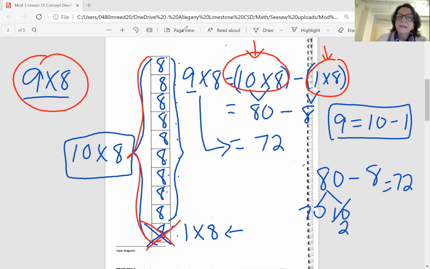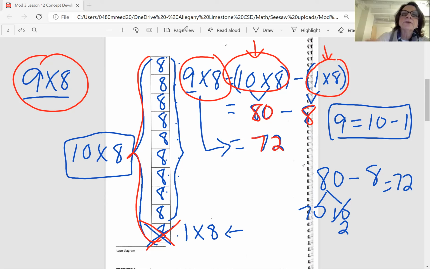So if we take all 10 eighths, we cross one off or take it away, we would write 10 times 8 minus 1 times 8. We put the value underneath. 10 times 8 equals 80. 1 times 8 equals 8. 80 minus 8 equals 72. And what are we left with if we take 10 eighths minus 1 eighth? We're left with our 9 eighths. Okay? So that's the way we can use our picture to help us understand how 9 times 8 equals 10 times 8 minus 1 times 8.